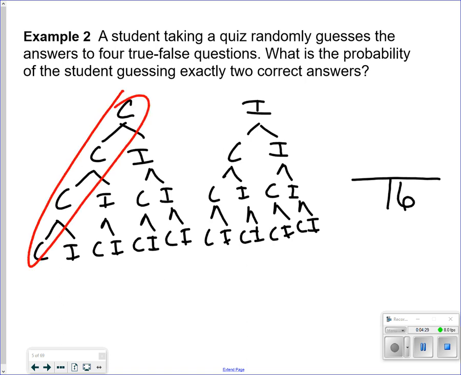So I'm looking at the tree going down. So it could be correct, correct, correct, and then incorrect. That would be another one. Or correct, correct, incorrect, incorrect again, and so on. So what is the probability of a student guessing exactly 2 answers right?